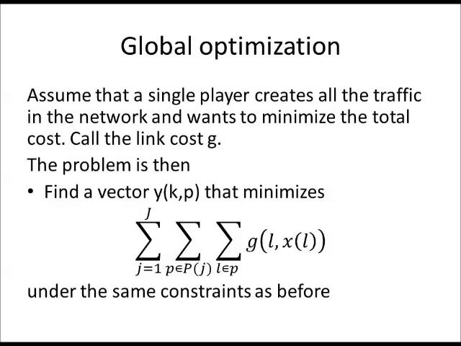Before showing how to solve this type of problems, I introduce the global optimization problem, where we assume that there is just one player that sends all the traffic from all sources to all destinations. And now I'll call the link cost G instead of F, and you'll see why later. The problem is then to find the vector Y that minimizes the summation over all classes J of the summation over all paths that are available for class J of the path cost that is given as the sum of link cost along this path. The constraints are just those that we had before. They are unchanged.